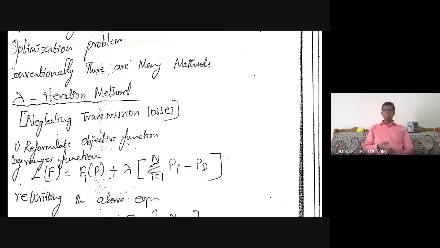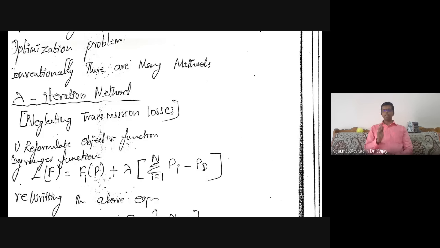And if you take the problem formulation using normal mathematical methods, there are also some 10-20 methods. And there are many methods. Okay, it is not that only this method is correct, there are many methods. One such method is the lambda iteration method.